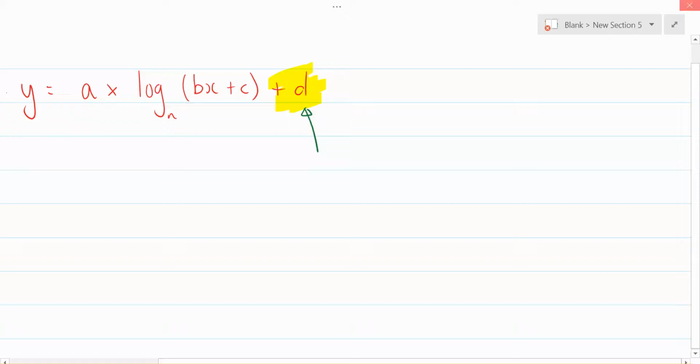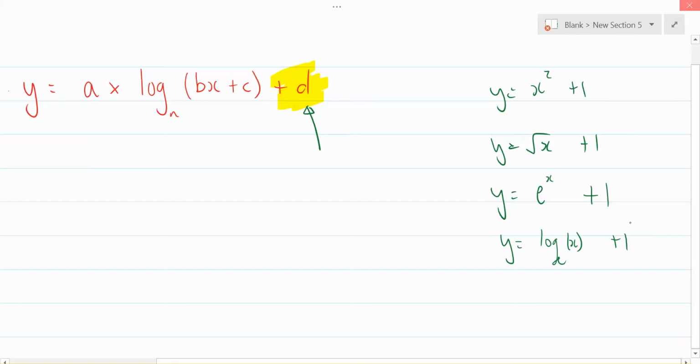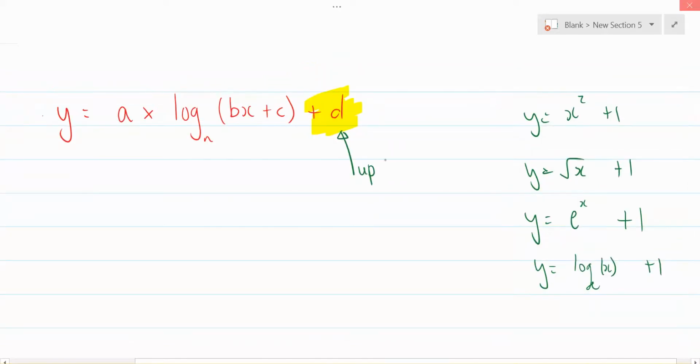So an example would be, if you remember, y equals, let's say, x squared. If I did plus 1, it moves up by 1. If I gave you y equals root of x and I said plus 1, it moves up by 1. If I gave you an exponential e to the x and I said plus 1, it moves up by 1. So therefore, if I gave you y equals log base e of x and I say add 1, it's going to move up 1. Okay, so the plus d here represents up or down. When you add, it goes up. When you subtract, it goes down.